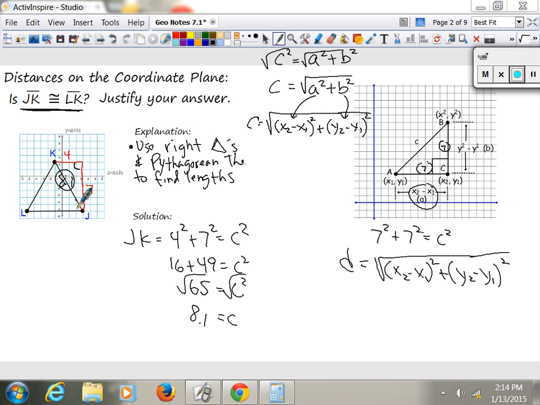Now, let's go to the second one here, LK. So to get from L to K, I go up 1, 2, 3, 4, 5, 6, 7, over 1, 2, 3, 4. It's a right triangle. We got 4, we got 7. What do we notice? It's the same right triangle. So if I was to put LK over on this side, I could just put an arrow down here because it's going to be the same number. They're going to be 8.1. So are those two congruent? The answer is yes. Justify your answer is just show your work here. Show how you showed that they were both 8.1. So they both have to be congruent.